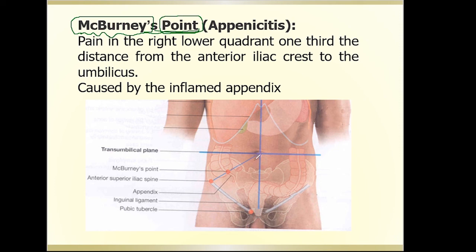Where is it located? We make a line connecting the umbilicus with the ASIS. When you go to your anatomy class, they specially talk about where the ASIS is. Basically, it's on the hip bone, the anterior part of the hip bone, like a bump there. We call it the ASIS. We make a line connecting it with the umbilicus and separate it into 3 equal parts.